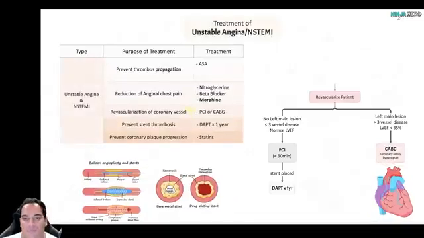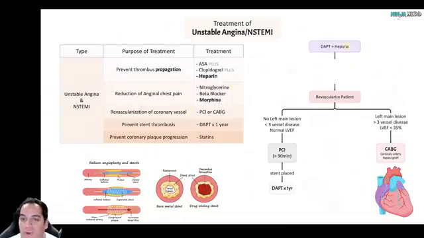All right. Unstable angina and NSTEMI, it's similar. You first want to prevent the thrombus from propagating. So you give them aspirin plus clopidogrel plus heparin. That's the big difference. You see how we load them with this before we even revascularize them. So we load them with aspirin plus clopidogrel plus heparin. So it's called dual antiplatelet therapy plus heparin.